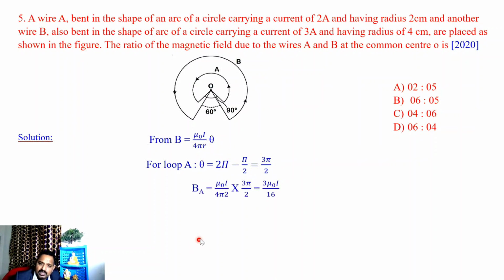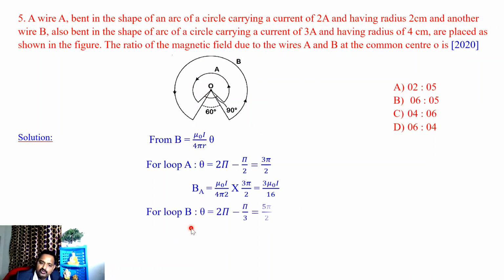Then I will get mu naught I by 4 pi, r means 2 centimeter, so I wrote 2. We need not convert centimeter into meter, because we are finding a ratio here. Centimeter and centimeter cancel, so we need not worry about that. Here theta is 3 pi by 2, so mu naught I by 4 pi r times 3 pi by 2, which is equal to 3 mu naught I by 16. So I got the strength of the magnetic field at O due to sector A.